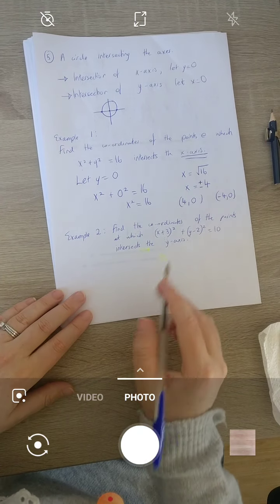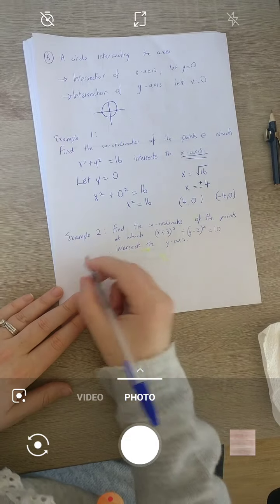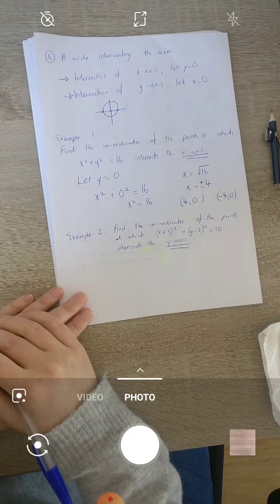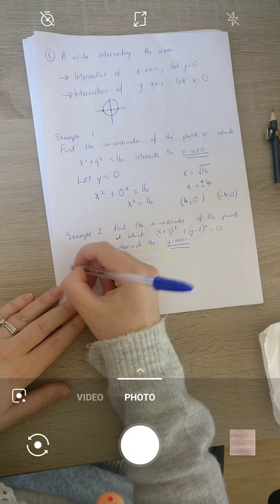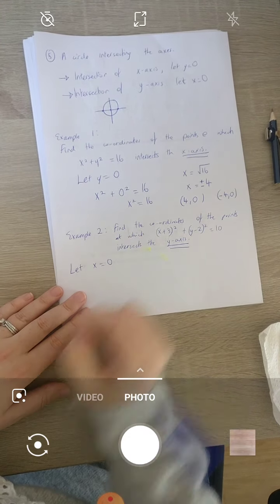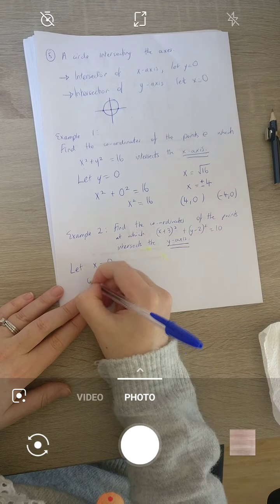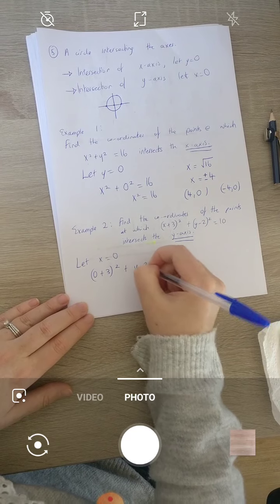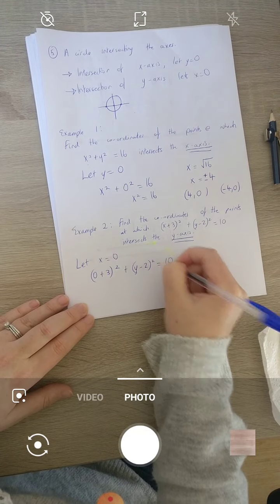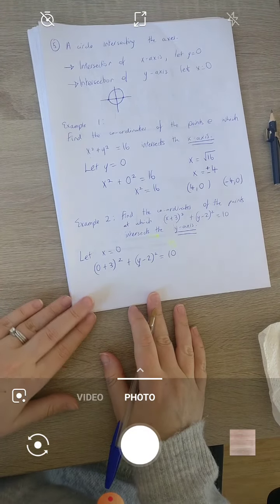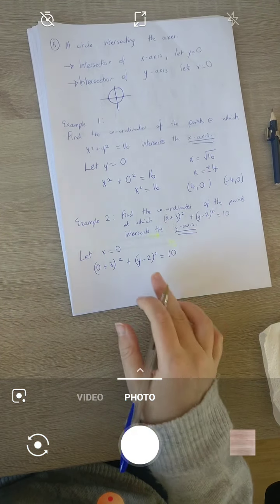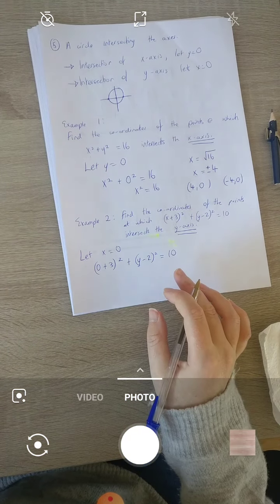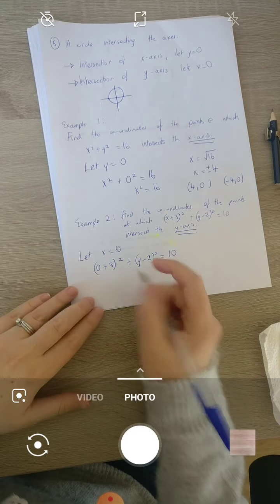And the next example: find the coordinates of the points where (x + 3) squared plus (y - 2) squared equals 10 intersects the y-axis. We let x equal 0. So here we have (0 + 3) squared plus (y - 2) squared equals 10. Now there's a little bit more work in this question because it is a circle where the centre is not (0, 0). So let's tidy it up first of all.